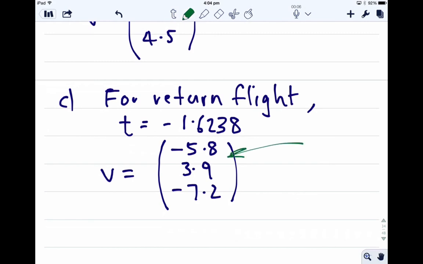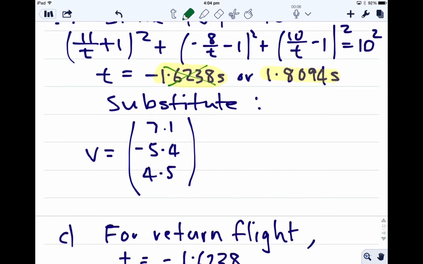So if the question then said, I could make up part D of this question, what's the total flight time, assuming the bee just landed at the flower and came straight away back, then you'd just add these two together. It would be 1.8094 plus 1.6238. That would be the total flight time from getting from there and back again.